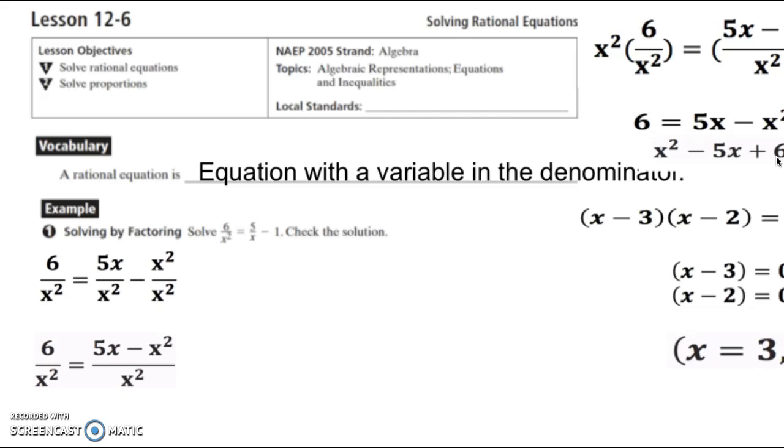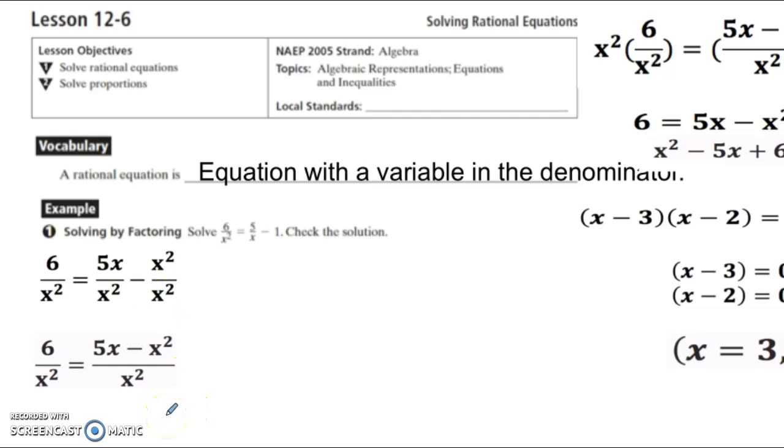Remember our rules for adding and subtracting fractions or rational expressions. We have to have a common denominator. So my first step is to make that common denominator. And I have x squared, x, and then I have 1. So our common denominator, or LCD, is going to be x squared. So I create each fraction with the denominator of x squared. And I'm left with 6 over x squared equals 5x over x squared minus x squared over x squared.